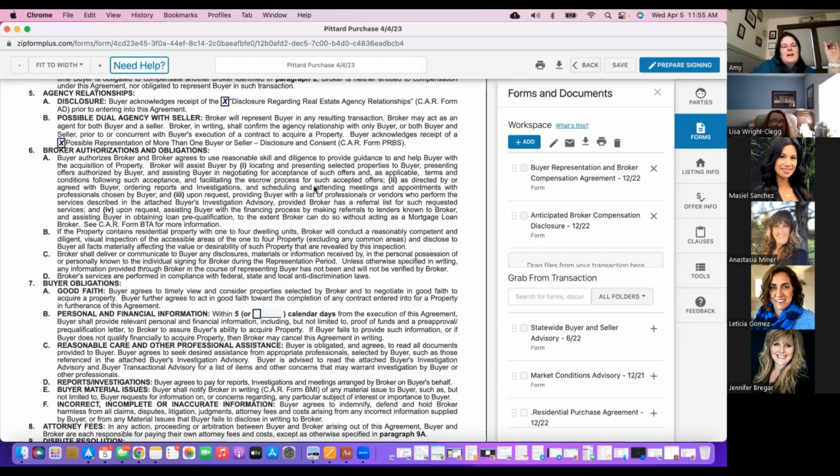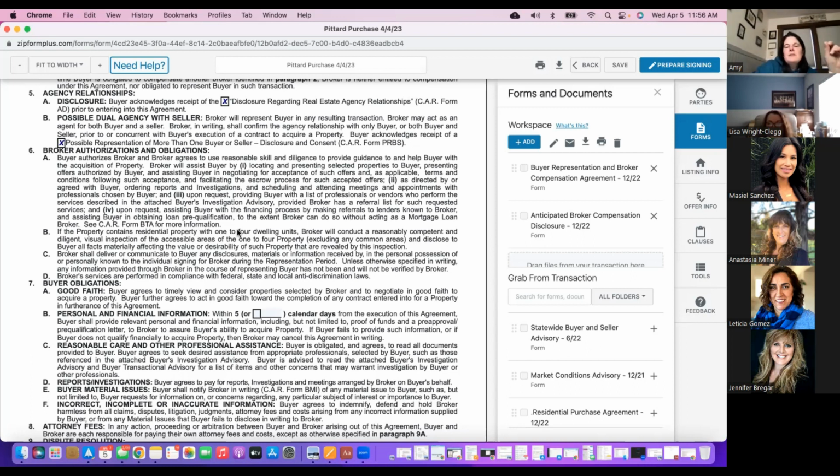As directed by or agreed with buyer, ordering reports and investigations, and scheduling and attending meetings and appointments with professionals chosen by buyer, and upon request, providing buyer with a list of professionals or vendors who perform the services described in an attached buyer's investigation advisory, provided broker has a referral list for such requested services, and upon request, assisting buyer with the financing process by making referrals to lenders known to broker, and assisting buyer in obtaining a loan pre-qualification to the extent broker can do so without acting as a mortgage loan broker. See CAR form BTA for more information, right?